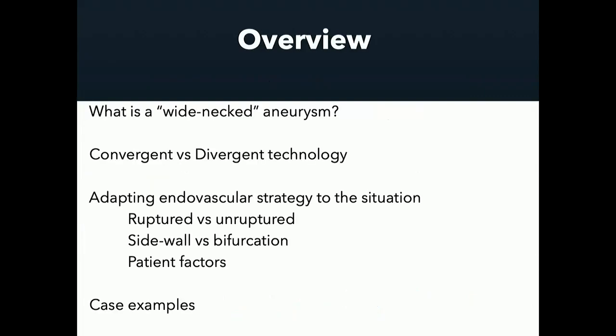So this talk, I'll talk a little about what I consider to be a wide-necked aneurysm to start with. I'll have a little bit of discussion about convergent and divergent technology, talk about adapting one's strategy to the particular situation you find yourself in with a particular aneurysm, and give some case examples.